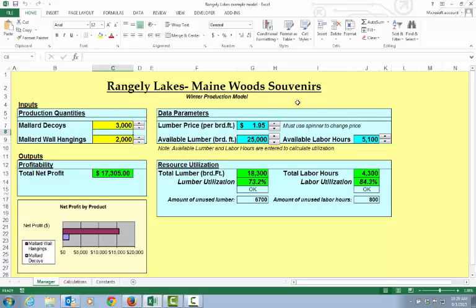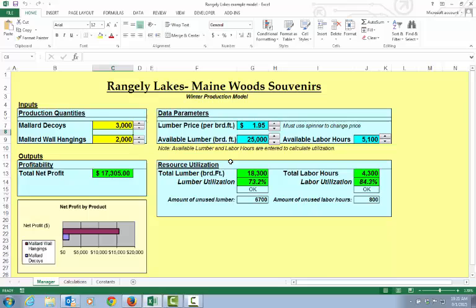Now, so these top two areas, the input decisions in yellow and the potentially changeable parameters in light blue, those would represent the key inputs, I guess. Now, everything else on the page is an output. So over here on the left, in the green shaded cell, you've got the total net profit, just a summary, 17,300 for the given plan and the given parameters.